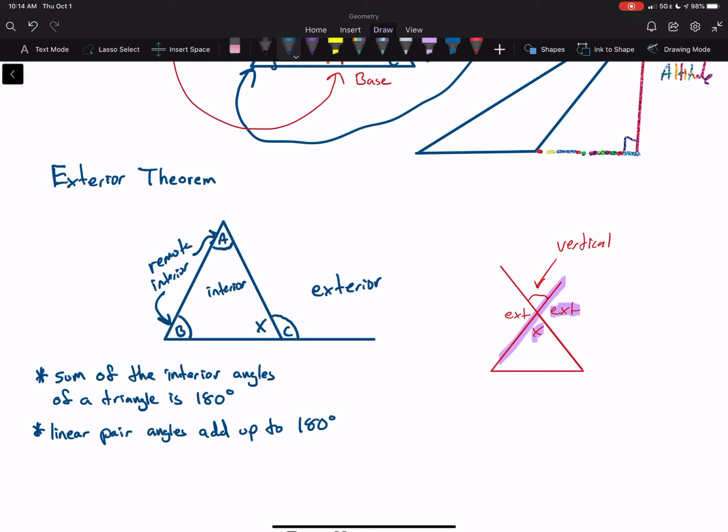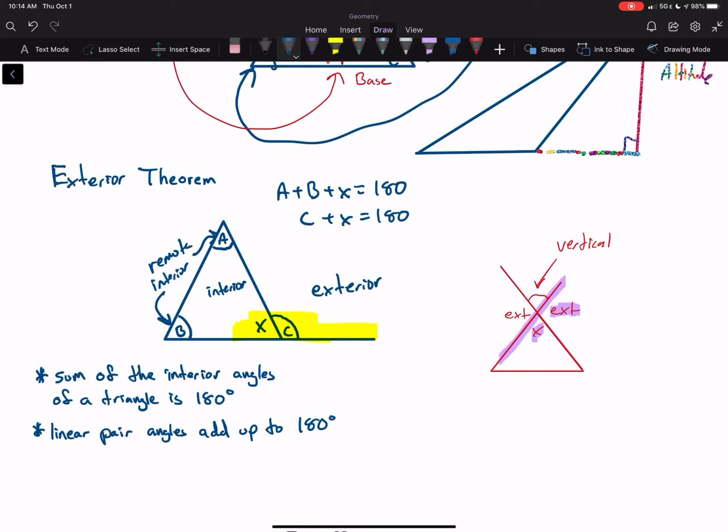So over here, if we look here, we've got the interior angles. We've got A plus B plus X equals 180 degrees, right? So on this line down here, we can see that X and C make a linear pair. So we'll do C plus X is equal to 180 degrees.